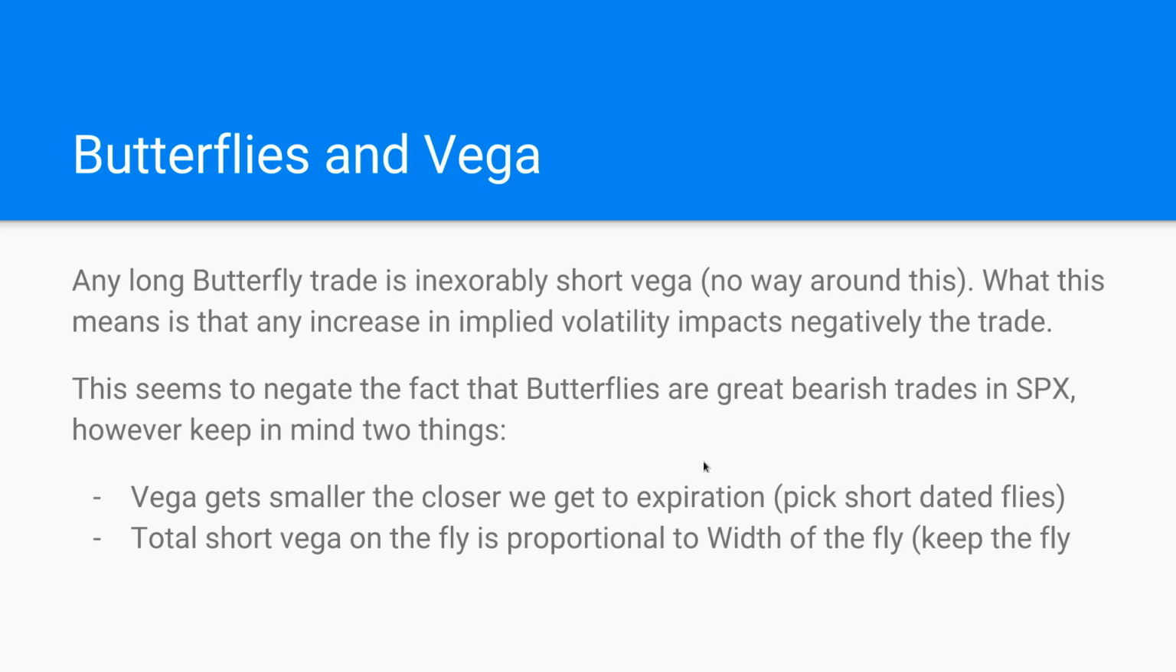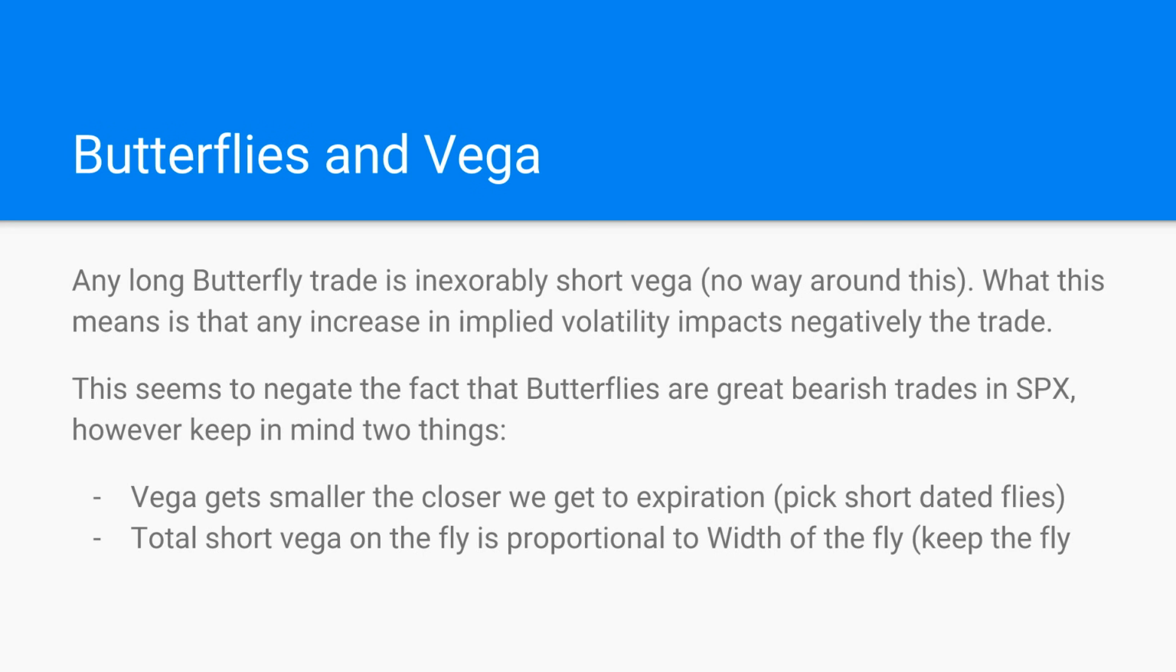So now let's talk about butterfly and Vega. This is something that we cannot get away from. Whenever you open a butterfly trade, you are getting short Vega. There is no way around it. You are short Vega no matter where you are. And this means that any increase in implied volatility impacts the trade negatively.